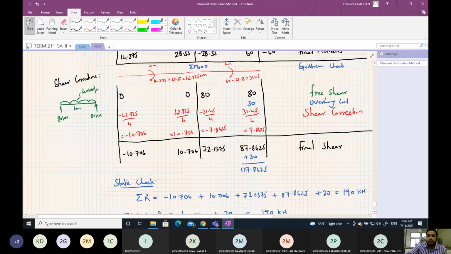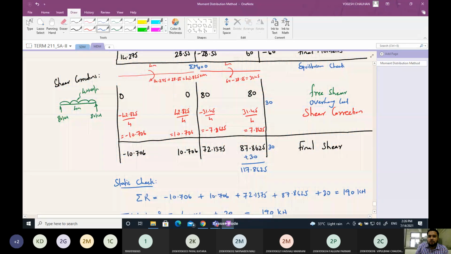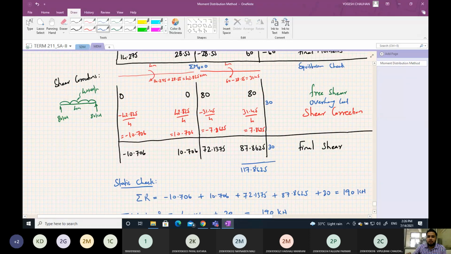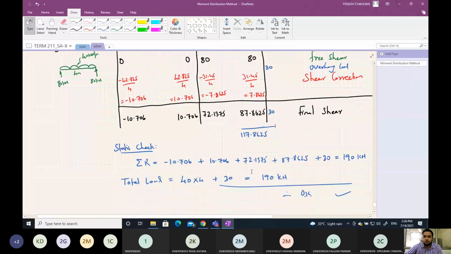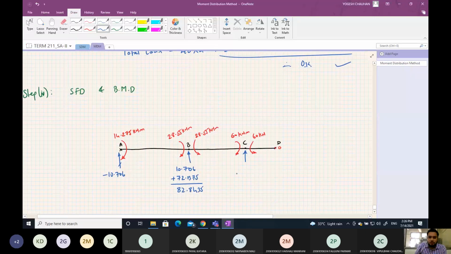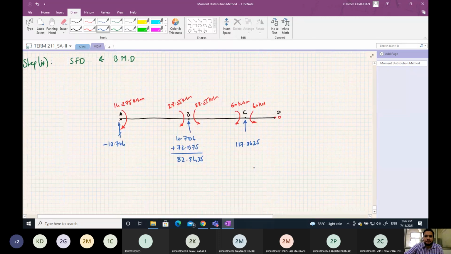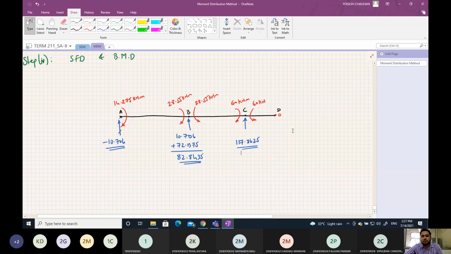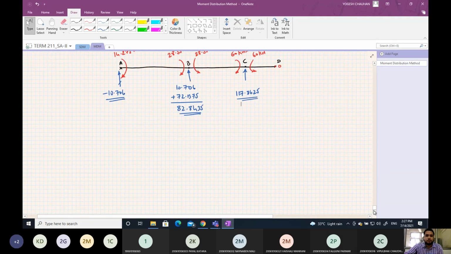Same way here it is 117.8625. You can add this on this side also, just to the left of A instead of here. So the total here will be like this, 117.8625, 117.8625. So these are the values of the reactions. Now you can draw the shear force and bending moment diagram from this.